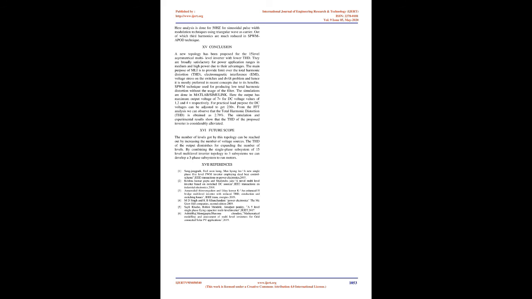The simulations are done in MATLAB/SIMULINK. Here the output has a maximum output voltage of 7 V for DC voltage values of 1, 2 and 4 V respectively. For practical load purposes the DC voltages can be adjusted to get 230 V. From the FFT analysis we can observe that the total harmonic distortion, THD, is obtained as 2.79%. The simulation and experimental results show that the THD of the proposed inverter is considerably alleviated.